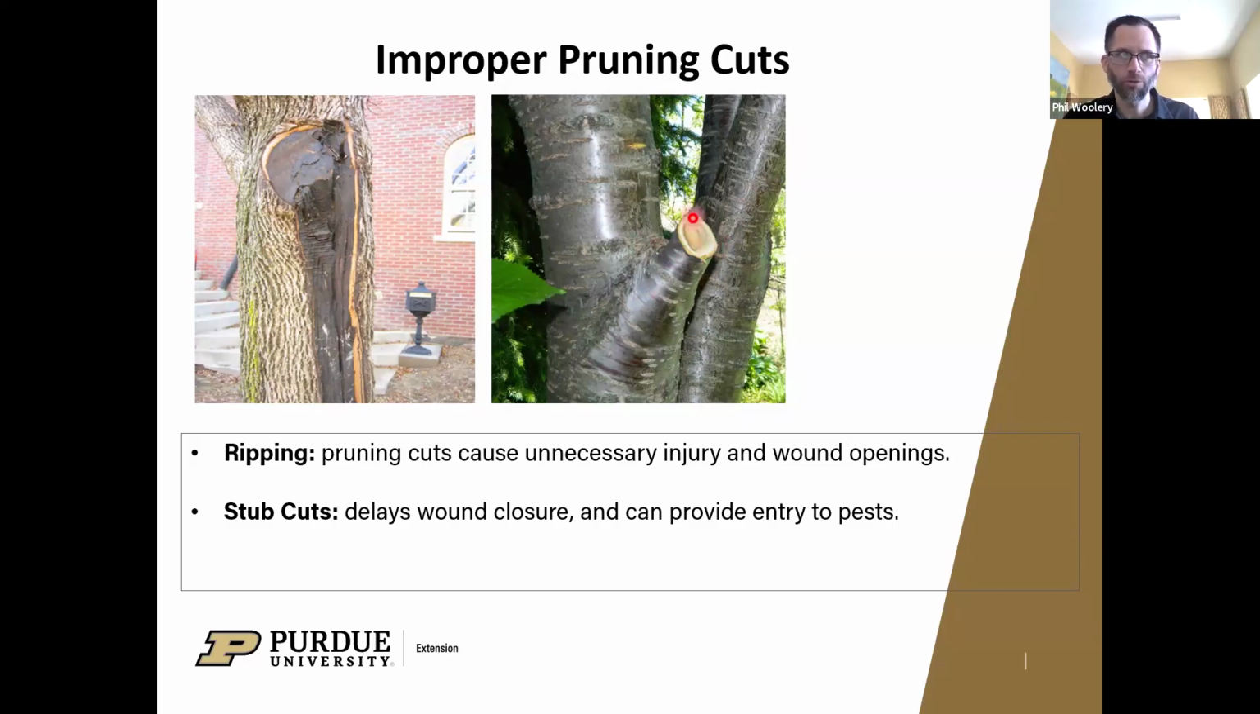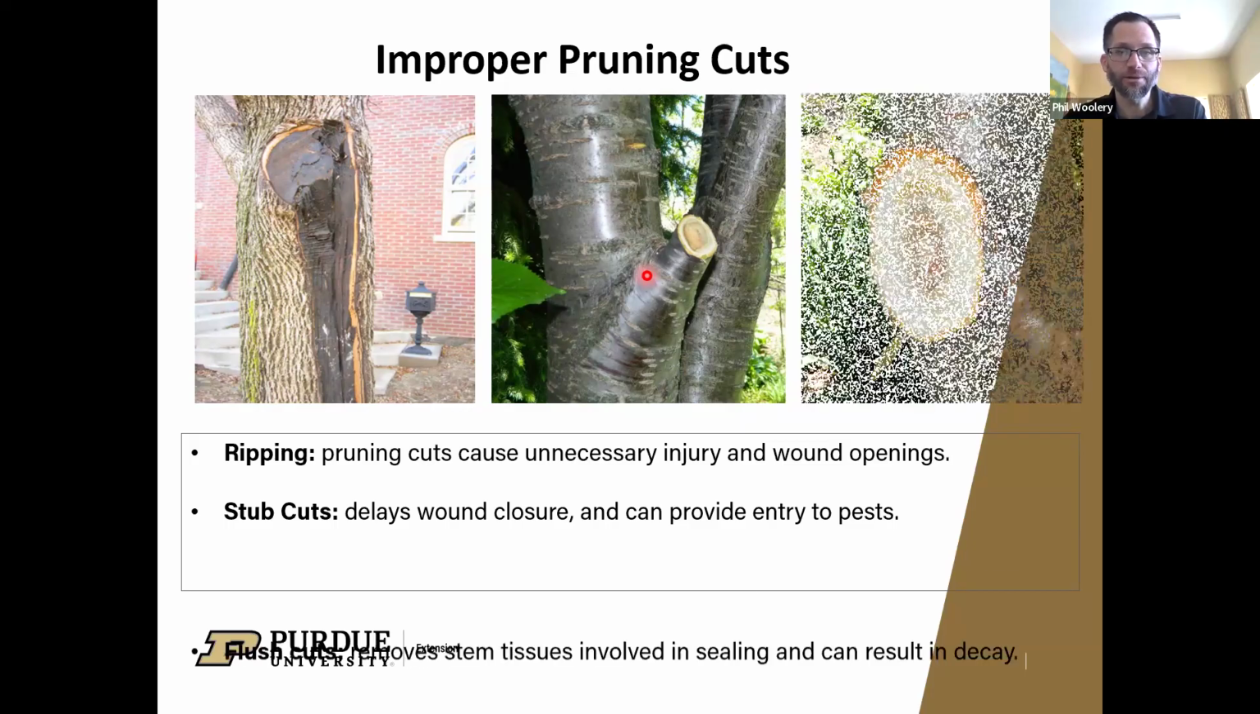You know, like when we do that pruning cut, it kind of grows around it there. But if you've got a stub there, that tree's got to start from this branch collar right here and grow all the way around it. And so it takes much longer. So that happens sometimes. You see it in the woods sometimes on trees where they're kind of growing around and it forms a hollow. Can be entry for pests and diseases there.